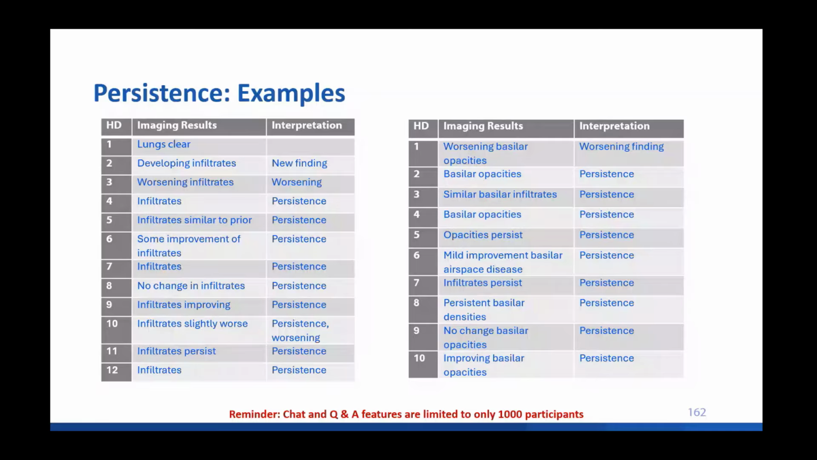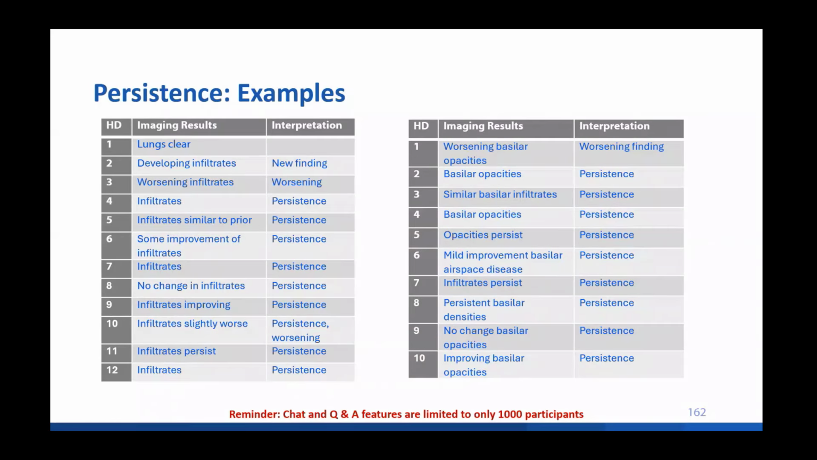In the first example, the day 2 imaging test demonstrates new findings, and the day 3 imaging test demonstrates worsening of the prior findings. The subsequent imaging tests from day 4 through 12 continue to demonstrate evidence of pneumonia. You may note that the imaging on days 6 and 9 show improvement. If the patient is being treated for pneumonia, we would definitely expect to see some improvement. However, since the findings have not completely resolved, the infiltrates are still present, persistence of evidence of pneumonia is demonstrated.